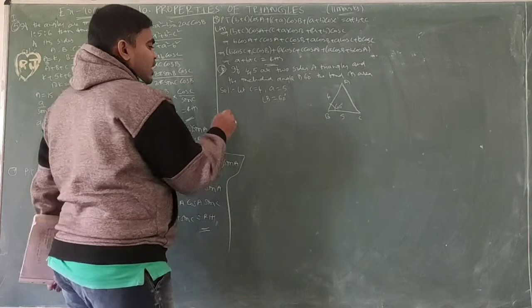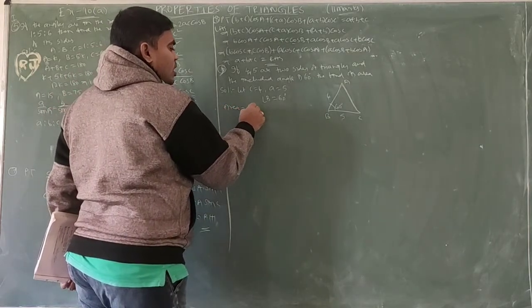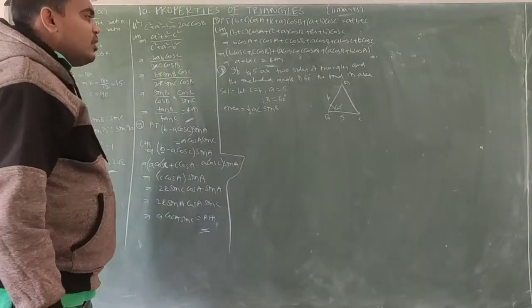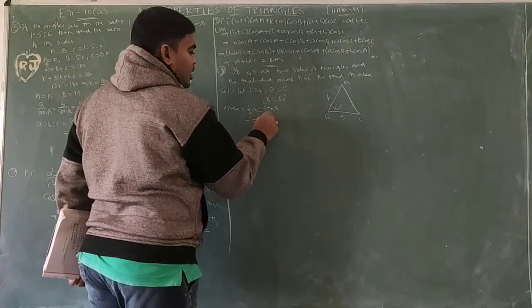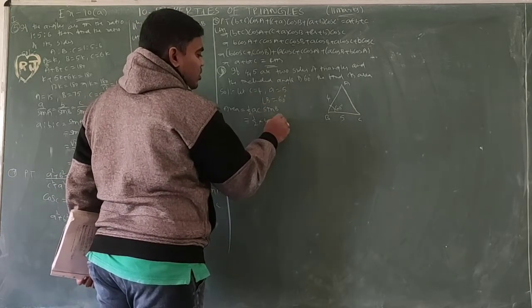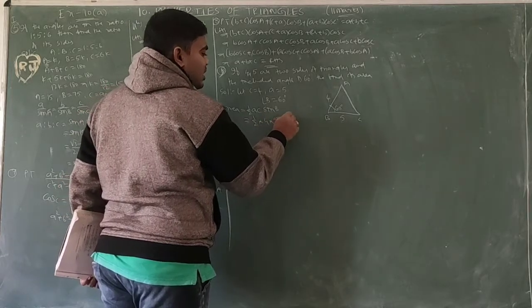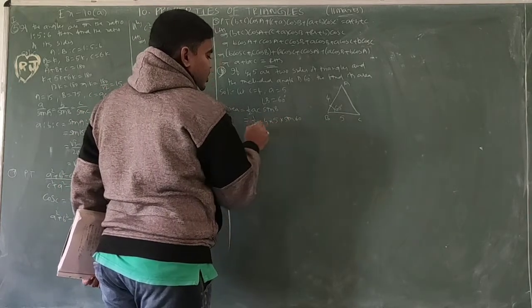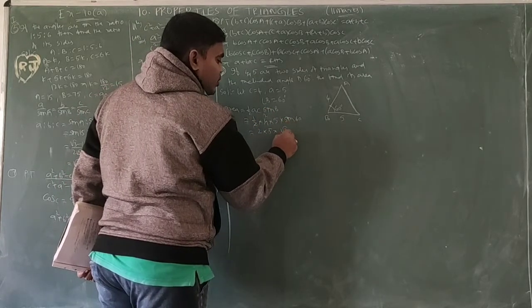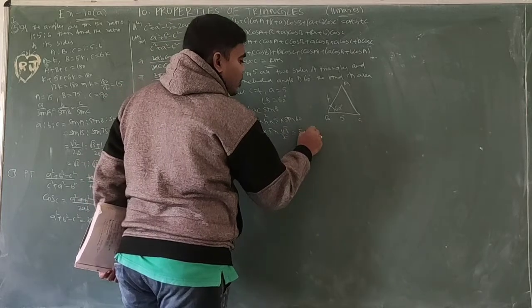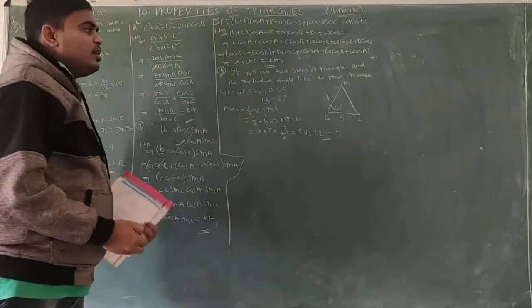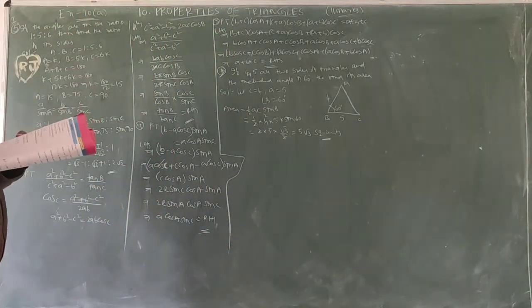Now area equal to half ac sin B. So 1 by 2 into 5 into 4 into sin 60. So 2 into 5 into root 3 by 2. 2 cancels. Answer: 5 root 3 square units. So this is the required solution. Okay. Next, 11th question.